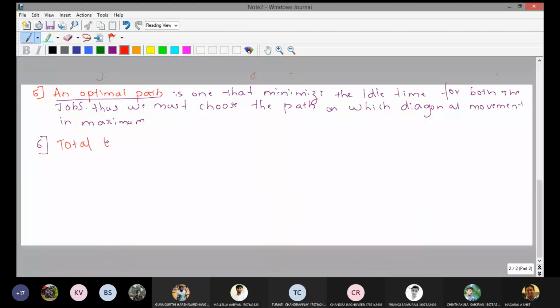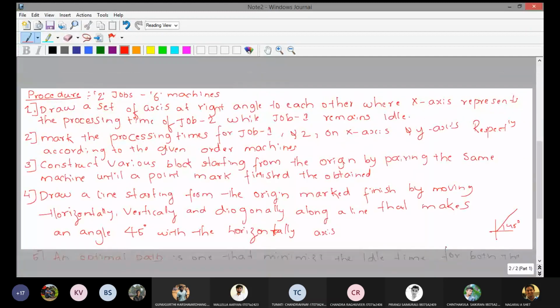And finally, what we are going to solve in this problem is the total elapsed time. You know this one. What is it? It is obtained by adding all the idle time, gathering time, and processing time for all the jobs. That gives the total elapsed time. So please remember these 6 simple points, and you can start with a problem.